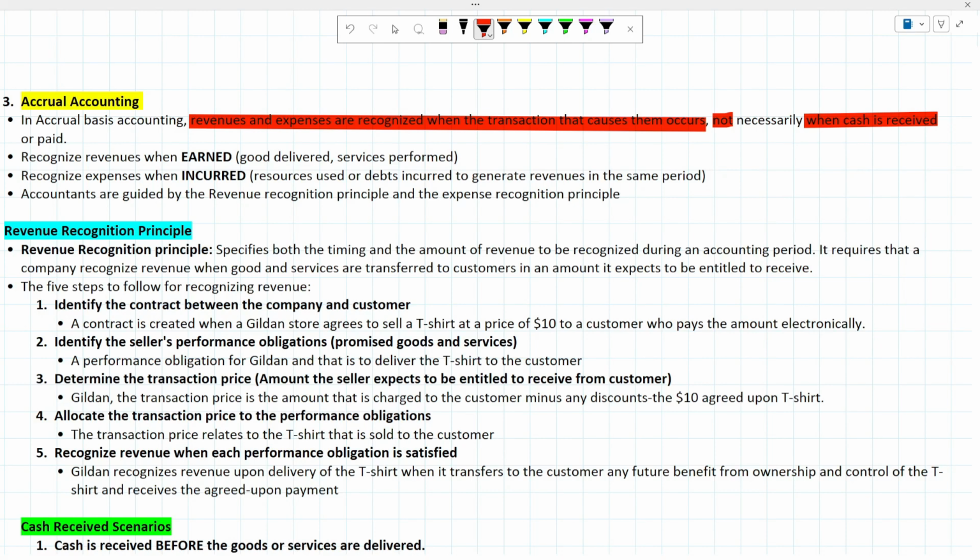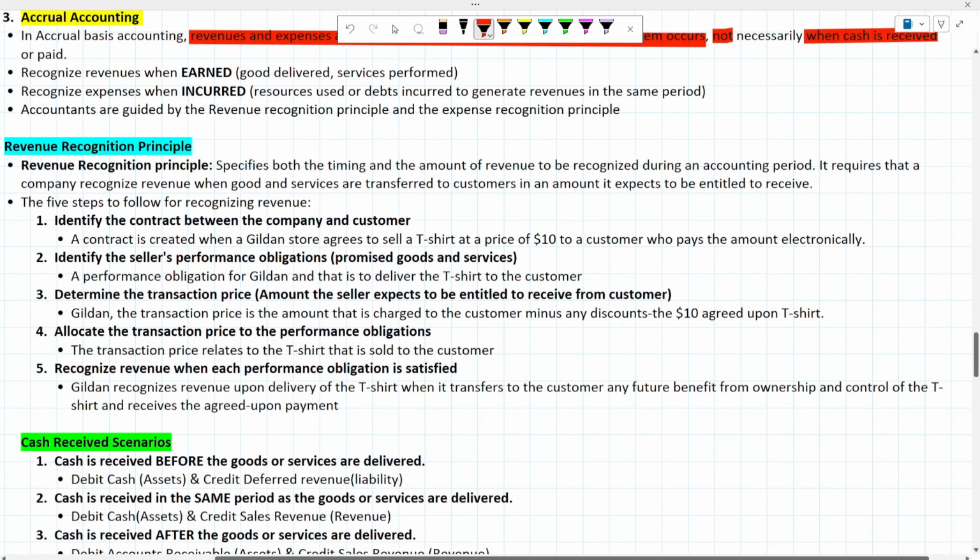Recognize revenues when earned, so goods delivered or services performed. Recognize expenses when incurred, so resources used or debts incurred to generate revenues in the same period. So accountants are guided by the revenue recognition principle and the expense recognition principle. The revenue recognition principle specifies both the timing and the amount of revenue to be recognized during an accounting period. It requires that a company recognize revenue when goods and services are transferred to customers in an amount it expects to be entitled to receive.